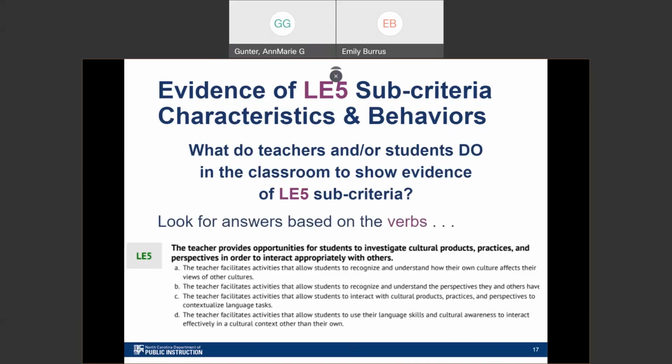One thing that I always think is important is we can look for answers based on the verbs. We're going to talk about what teachers and students do. Obviously, we're looking at those verbs. Notice that for this one, it's all about the teacher providing opportunities and facilitating activities. That's where our verbs are in this particular TEL sub-criteria. We also want to look at what the students do and what verbs are associated with them. So they're recognizing and understanding, they're interacting, and they're using their language skills and cultural awareness.